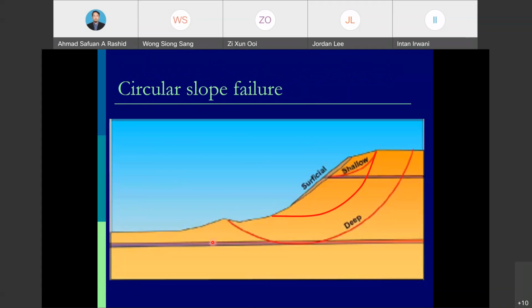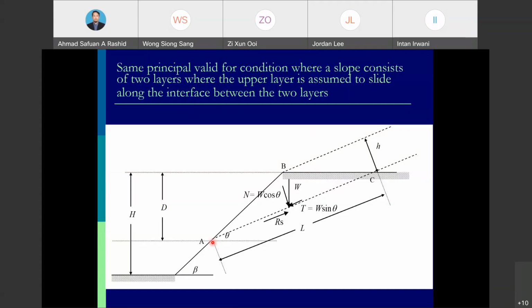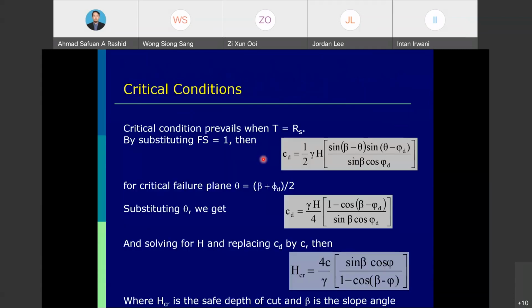I will refer to several examples from Dr. Noli and also from Das, and I will include one example from Dr. Kamarudin, which I have not shared in the e-learning yet. I will share it right after the class. So we go for example for this linear failure plane.